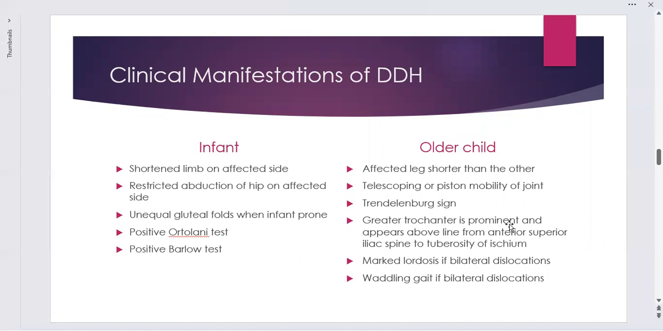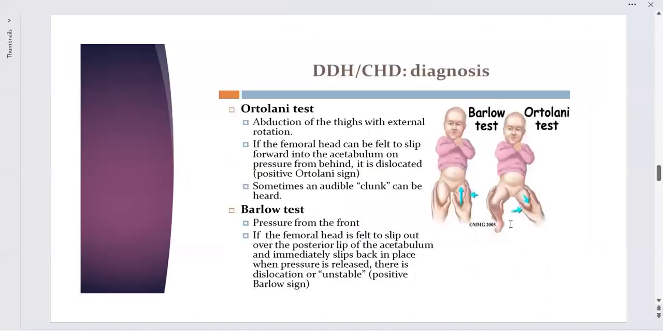What you might have seen on your own child or maybe in the clinical setting is the Ortolani and Barlow test. I got some pictures for you right here. So basically with Ortolani, we pull those legs down and then we abduct them with external rotation. And then with the Barlow, we kind of push them back up.